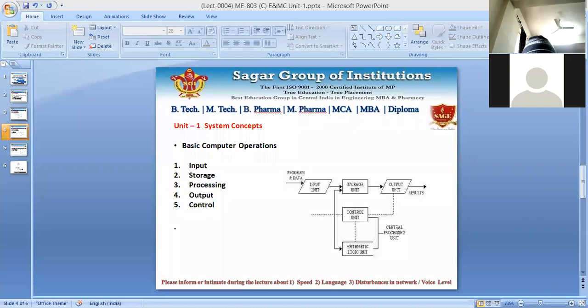Similarly, the output produced by the computer after processing must also be kept somewhere inside the computer before being given to you in human readable form. Again, the output is also stored in the computer or system for further processing, because whatever we do is also being stored in the system.